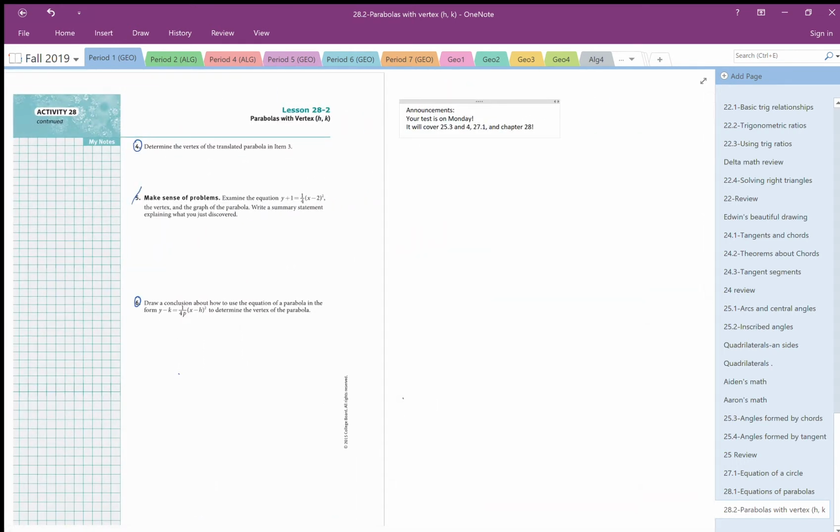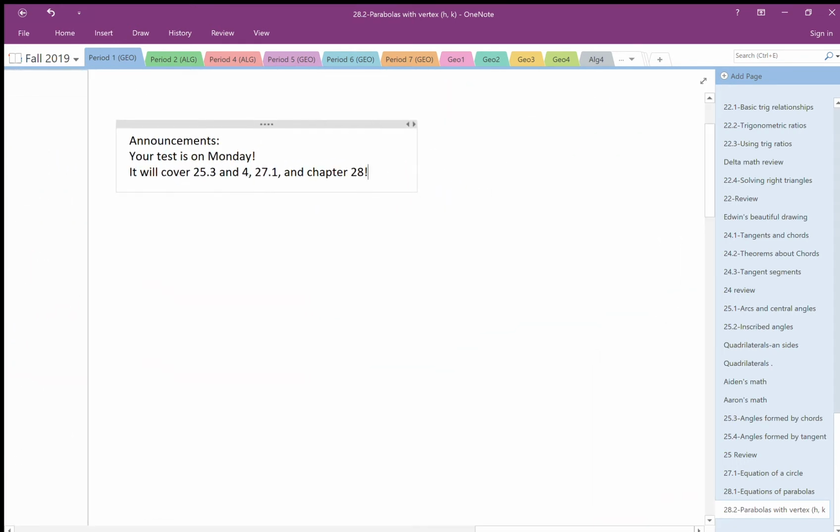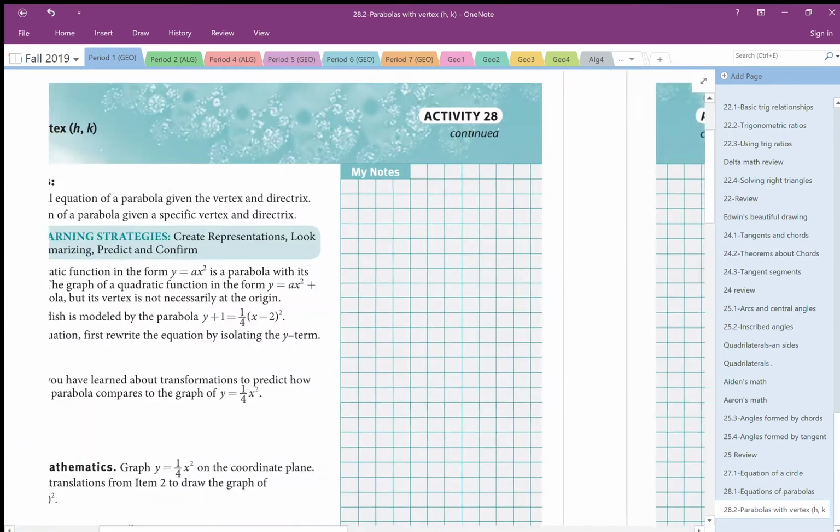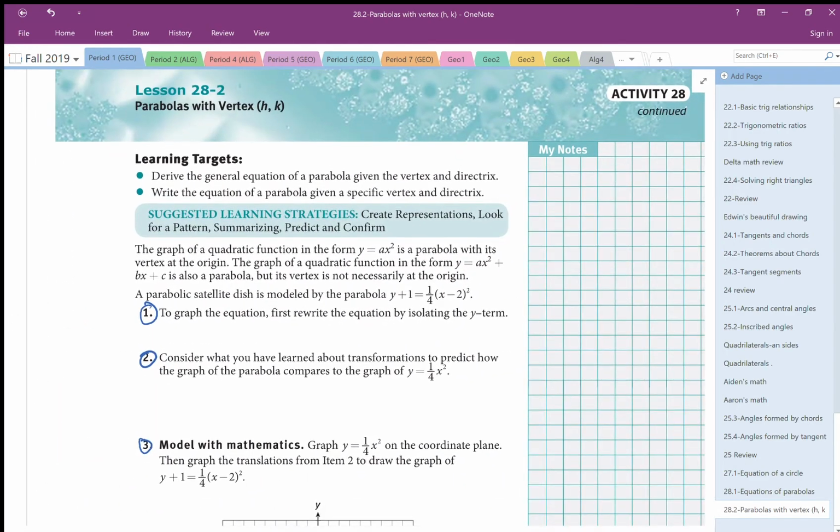A couple of announcements before we start. Your test is on Monday, and it will cover some random sections, like I mentioned in the Zoom meeting. The midterm covered everything up until 25.2, but then we finished that chapter, so you'll have 25.3 and 4, and then just one section from chapter 27, and then all of chapter 28, which is what we're, Lord willing, going to finish today.